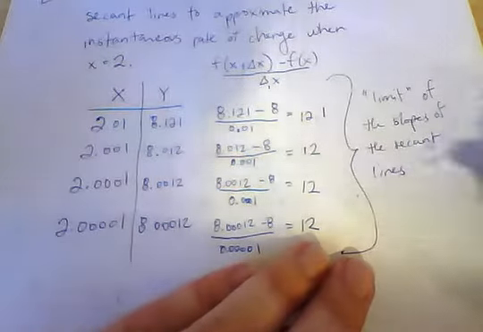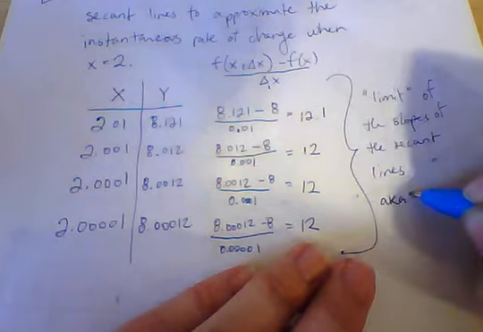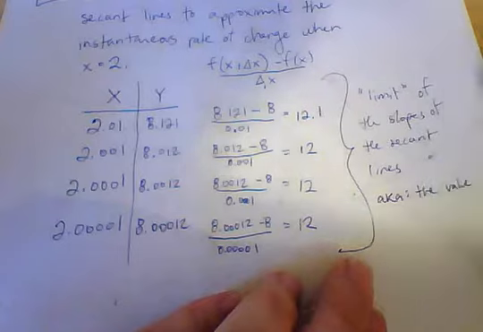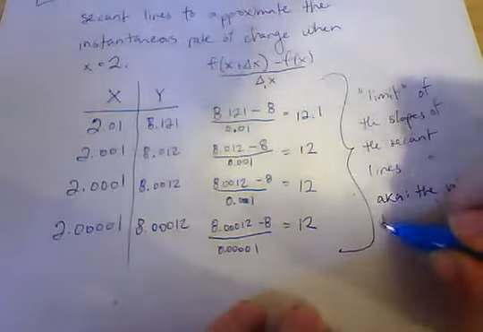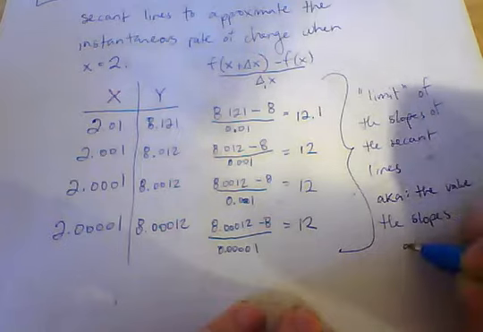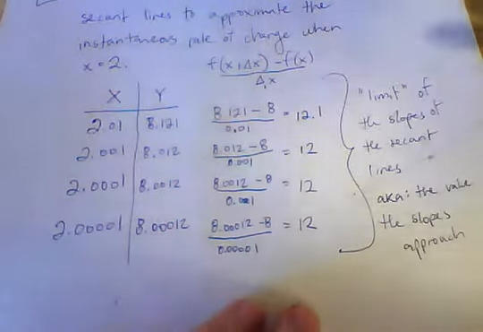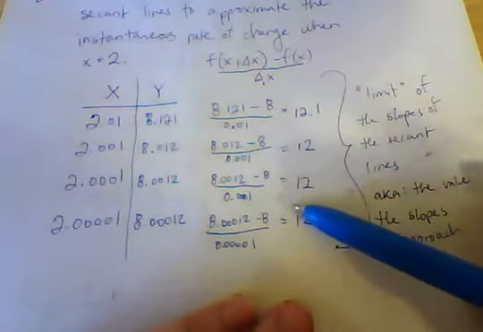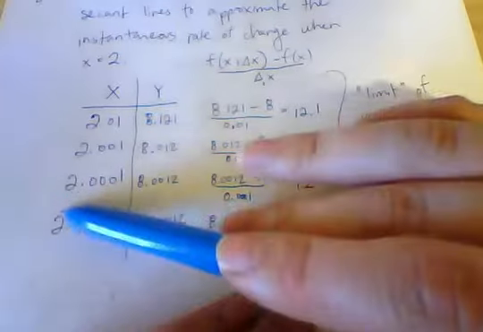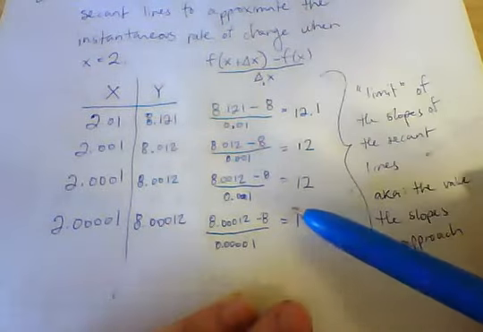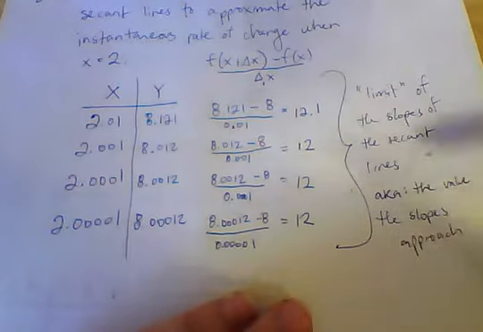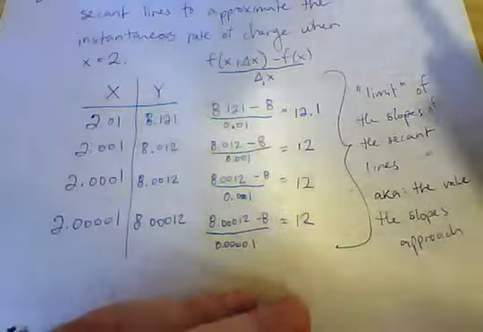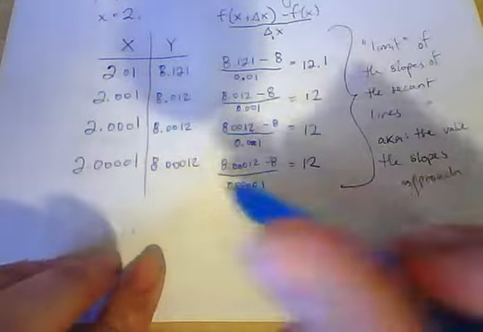And what we can also think of this as, I'm going to write AKA, also known as, the value that the slopes approach. And we can see the value that all those slopes that get really, really close to our point approach is 12. So what we can do with calculus is, since we got so close to 2 and our slope was 12, we can say that the limit of the graph as we approach 2 is 12. And we can even write that down here in words.